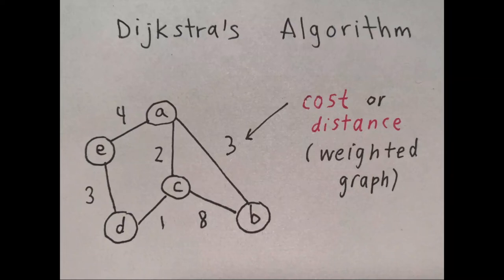Welcome to an introduction to Dijkstra's algorithm, which is an algorithm that enables us to find the shortest distance from a starting source node to all other nodes on a weighted graph. So a weighted graph is a graph that is composed of nodes and edges, and each of these edges has an associated cost or distance.